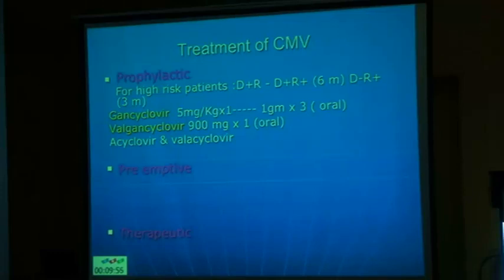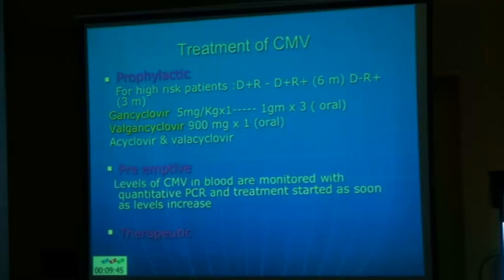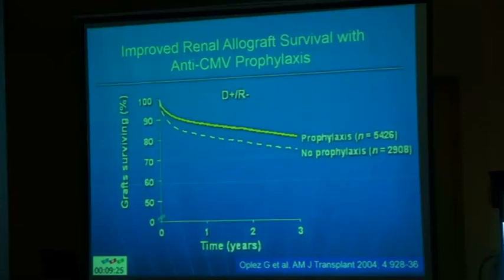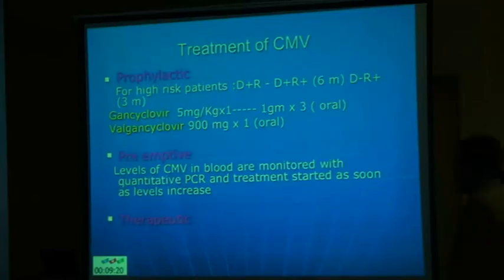Ganciclovir 5 milligrams per kg once daily, or valganciclovir 900 milligrams once daily. And you can also use acyclovir and valganciclovir for prophylaxis. For the preemptive approach, you do serial monitoring of the antigens or the PCR, and at a certain cutoff, you start treatment before the disease occurs, and this prevents the indiscriminate use of antivirals and the occurrence of resistant strains. And here you can see that there is improved renal allograft survival with anti-cytomegalovirus prophylaxis.